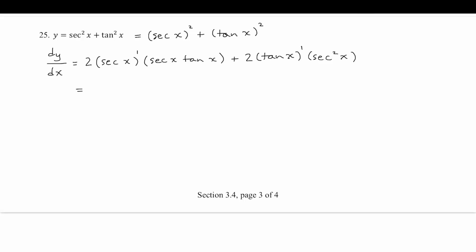In the first term, we have 2 secants of x being multiplied together. So that would be 2 secant squared x times tan x. And in the second term, if I just rearrange the tan x and the secant squared x, reverse their order, I have another 2 times secant squared x times tan x. So I actually altogether have 4 secant squared x times tan x. So that is a simplified version of the derivative.